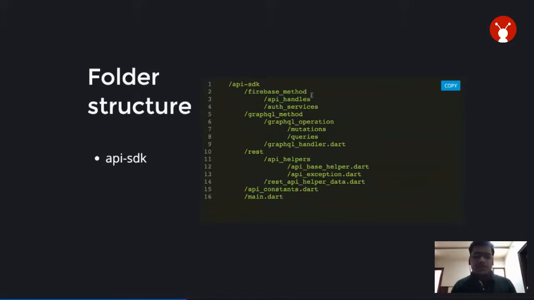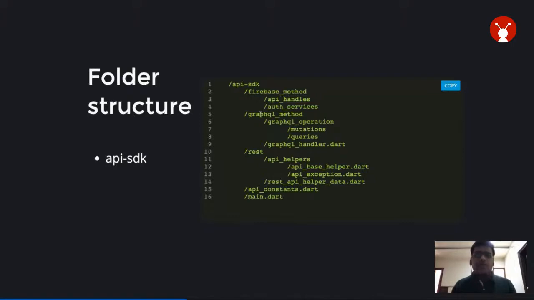Inside the Firebase method, we have the API handles and auth services. API handles the API calls which are needed for your app. Anything related to your app, the Firestore calls and everything, will be kept in the API handles. Then we have the auth services. By the name, it's clear. In the auth services, you'll have the Firebase authentication methods.